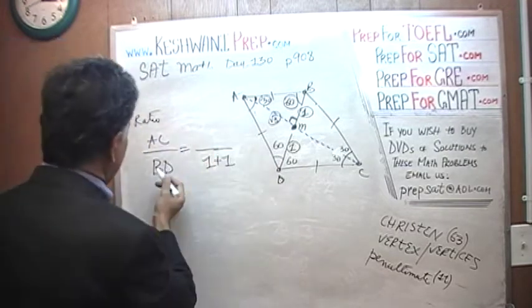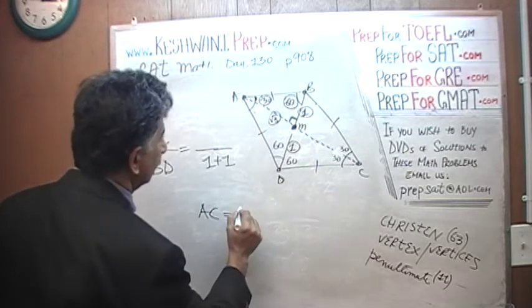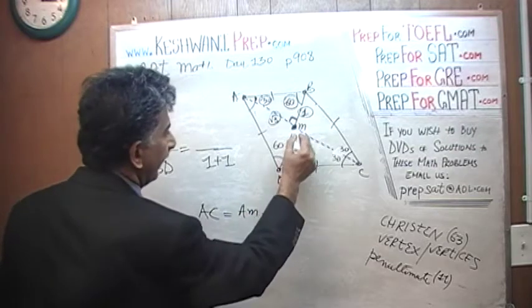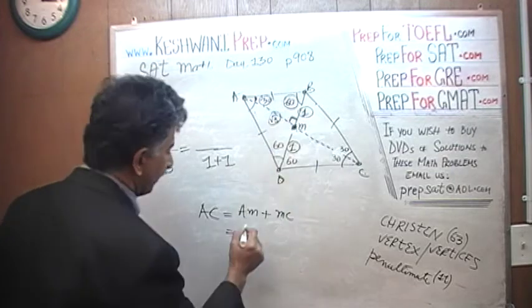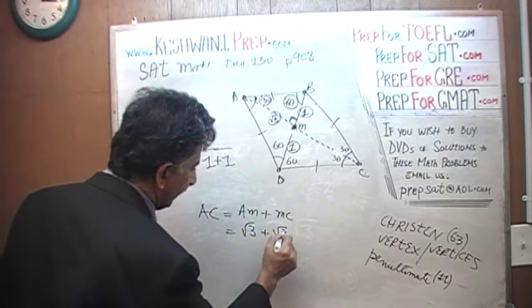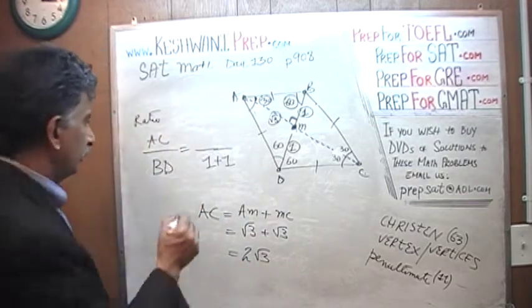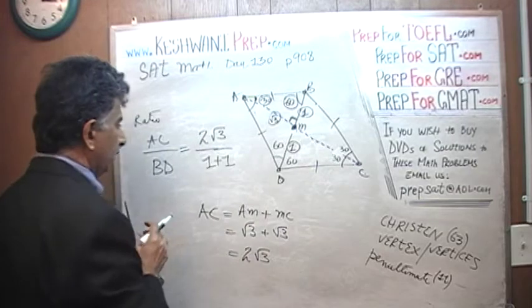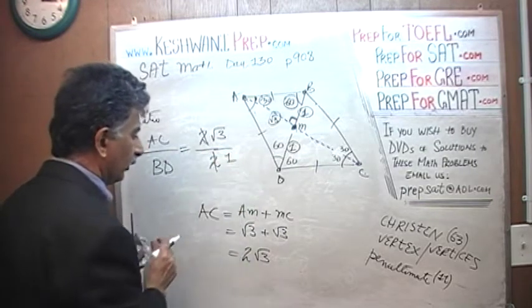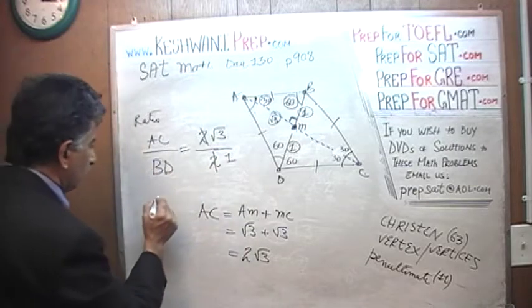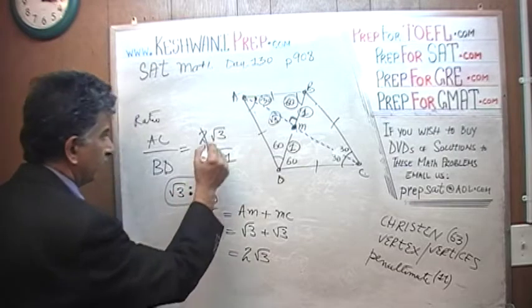And A to C is equal to A to M plus M to C. A to M in a 30, 60, 90 triangle we just found out is root 3, and the other one is root 3, so it is 2 times root 3. The bottom, B to D, is 2. Therefore the 2 cancels out, and they are in the ratio of root 3 to 1. The answer is the ratio of root 3 to 1.